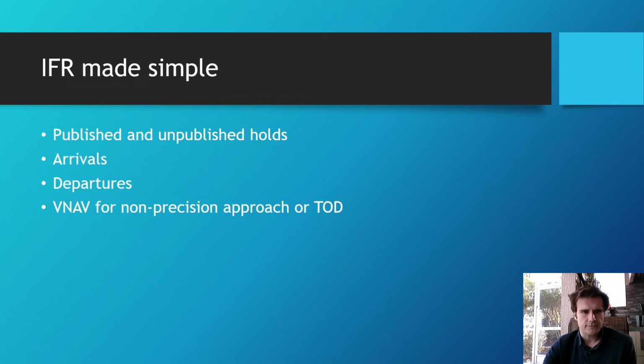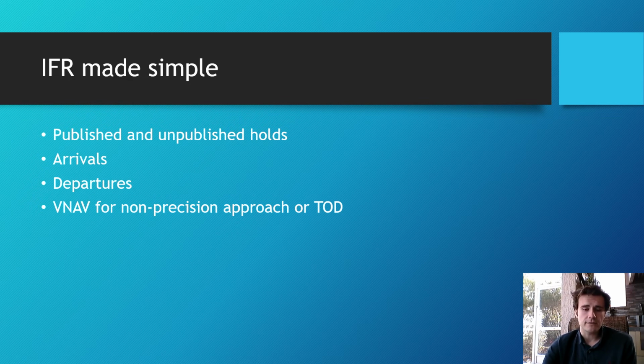Same with departures. If you're taking off and it's 400-foot ceilings, I've been in a situation like that where I know there's a lot of towers around. I want to fly a departure procedure so that I know I'm going to be clear of obstacles and things like that.